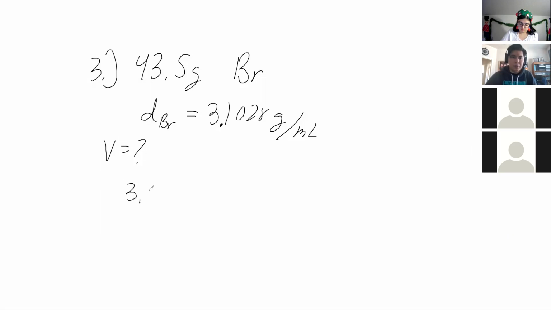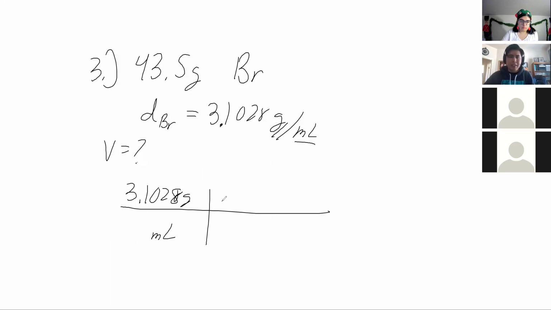Here we have 3.1028 grams. Remember your dimensional analysis table, where whatever is technically a top unit becomes a bottom unit, so our milliliters will be down here. And you say by dividing it, right? So we put our 43.5 grams here. If we were to cancel these out, we'd be left with a number and then 1 over milliliters, because milliliters still places as a denominator.